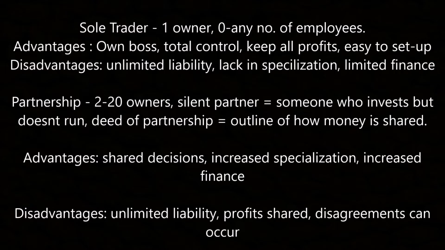A partnership is 2 to 20 owners. A silent partner is someone who invests but doesn't run the business, and a deed of partnership is an outline of how the money is shared. Advantages include shared decisions, an increase in specialisation, and increased finance, but disadvantages are unlimited liability, profits are shared, and disagreements can occur.